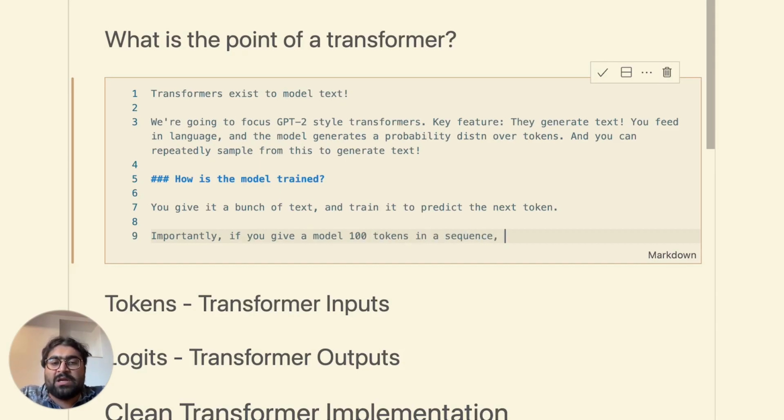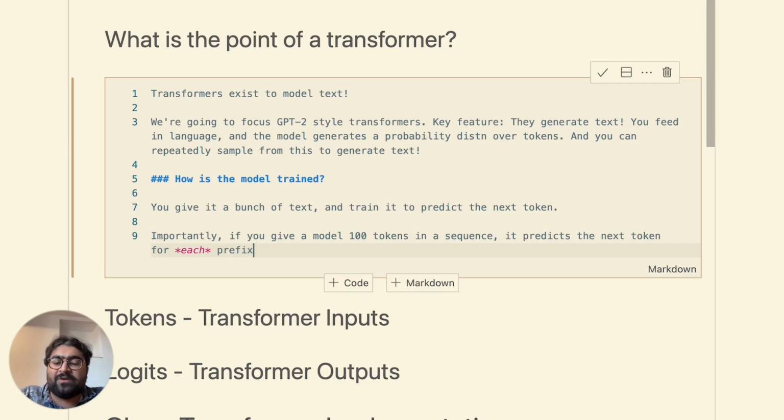And a really important thing to note: if you give a model 100 tokens in a sequence, it predicts the next token for each prefix of that sequence, i.e. it produces 100 predictions. It's not super intuitive that this happens. In some sense, the only thing you care about if you give the model 100 tokens is what's going to come after the 100th token. But it turns out that it's just much easier to structure a transformer to do this. And hopefully by the end of this, you'll have an intuition for why.